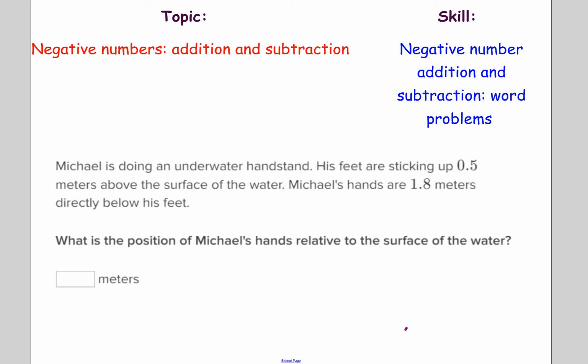Michael is doing an underwater handstand. His feet are sticking up 0.5 meters, so his feet are 0.5 meters above the surface of the water. Michael's hands are 1.8 meters directly below his feet. What is the position of Michael's hands relative to the surface of the water? Once again, I need to read this again.